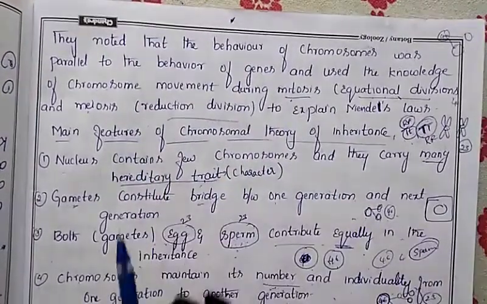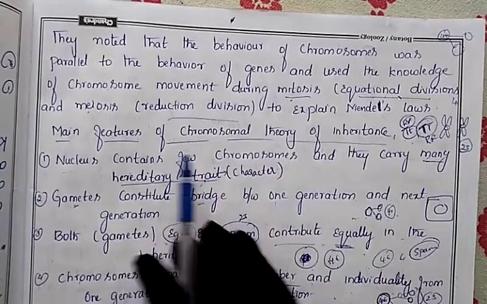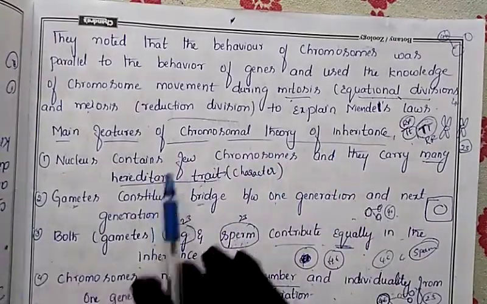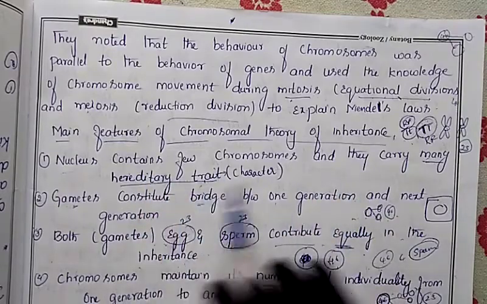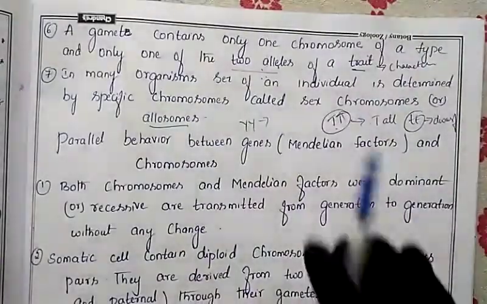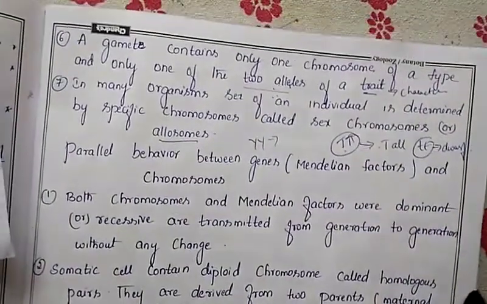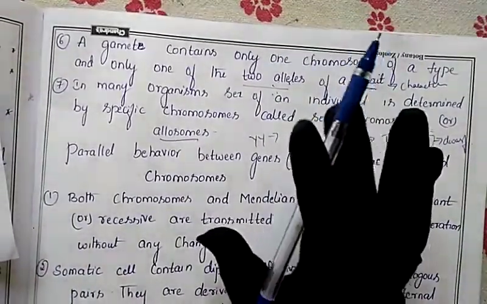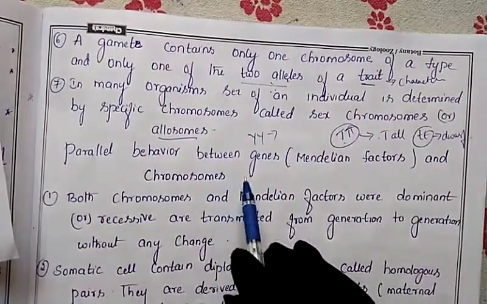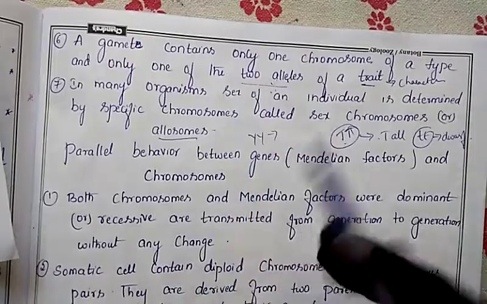So these are the characters. If they ask in your exam to write the main features of the chromosomal theory of inheritance, you have to write from here up to there. The nucleus contains a few chromosomes and they carry the hereditary characters. From here up to the last, you have to write this. This is up to the features of Sutton and Boveri. Next, the parallel behavior between genes and chromosomes, we will discuss in our next class.